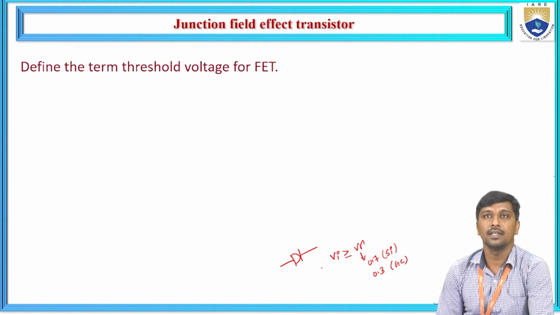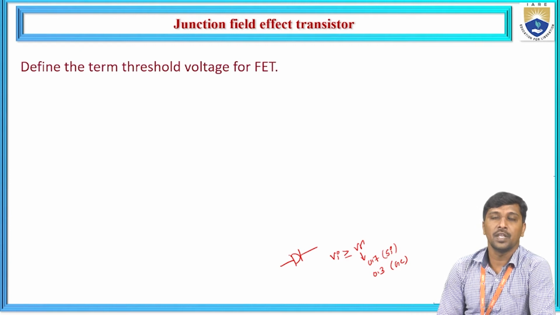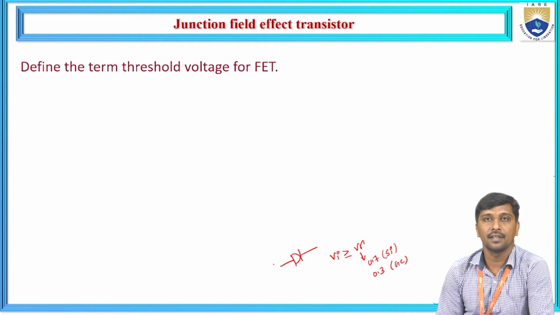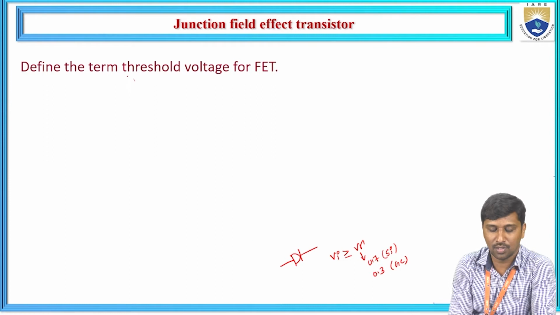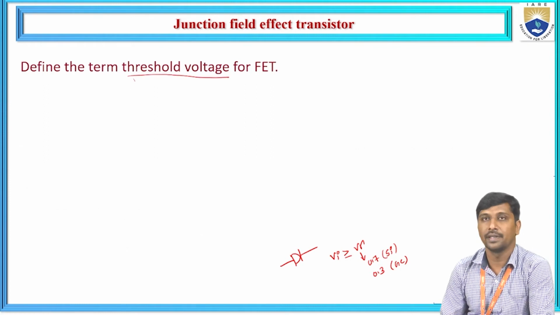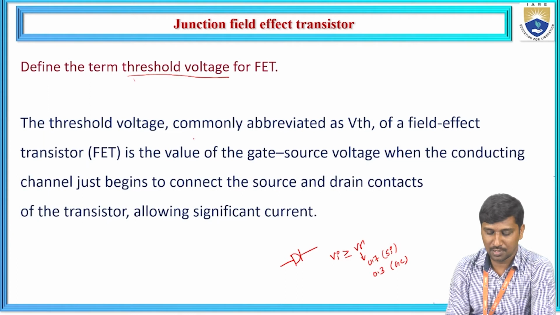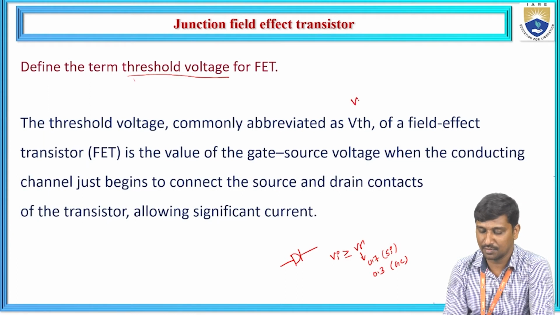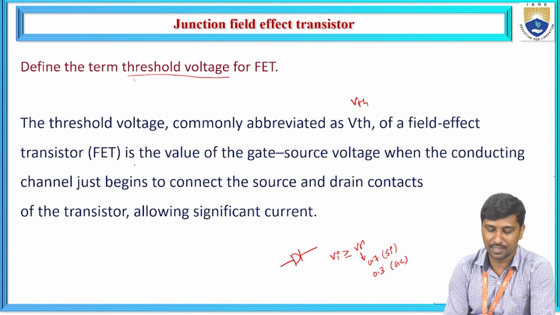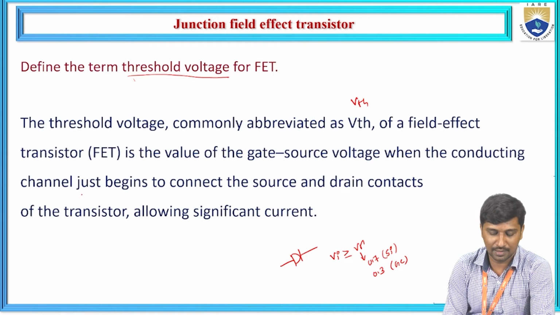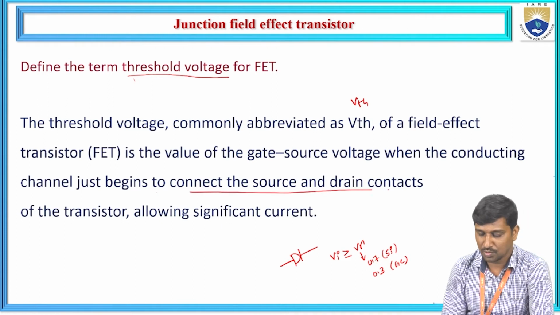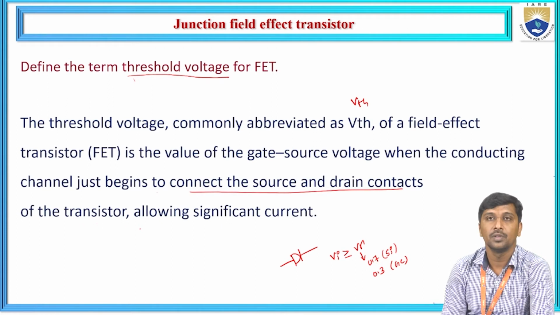Similar to that, in a FET construction also, we need to identify at which voltage or at which point the FET enters into the conducting state, and that voltage is called the threshold voltage. The threshold voltage is represented as VTH for a field effect transistor. It is the value of the gate to source voltage when the conducting channel begins to connect the source and drain contacts of the transistor, allowing significant current.